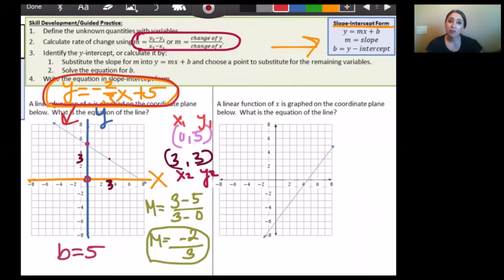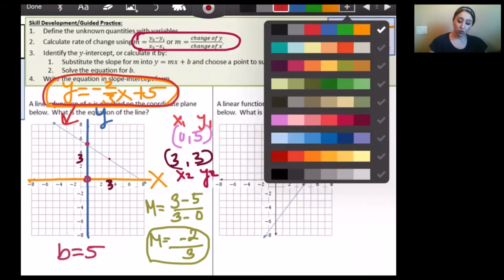All right, guys, thanks for coming back. We're on problem number 2 of the skill development. I have a linear function of x graphed on the coordinate plane below. What is the equation of the line? I'm going to quickly just walk you through this. Double check your work.